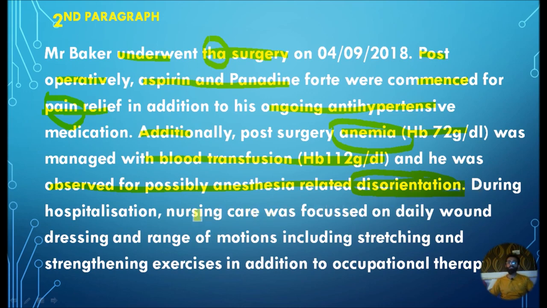So we have written here that during hospitalization, nursing care was focused on daily dressing. I have mentioned this earlier, and range of motion, including the stretching and strengthening exercises, in addition to occupational therapy. So basically these three were the nursing management: daily wound dressing, range of motion, and occupational therapy. So now we have mentioned the procedure in the second paragraph, post-operative complaints and their treatment, and nursing care. So in this way we will write our second paragraph in the discharge letter.